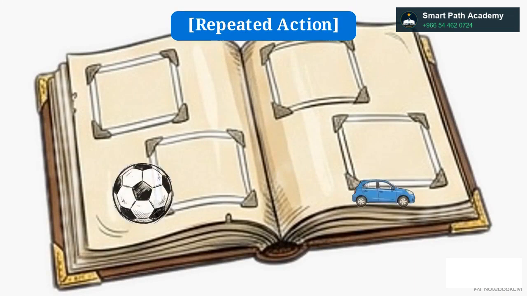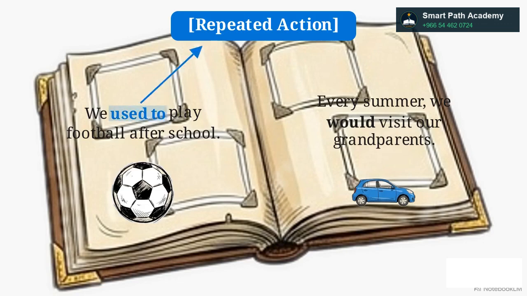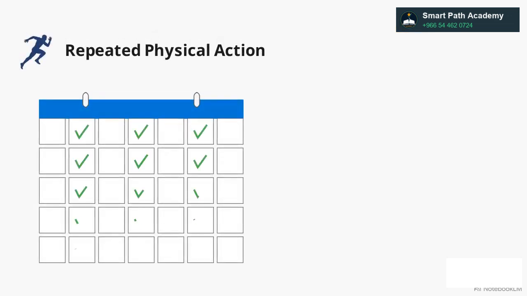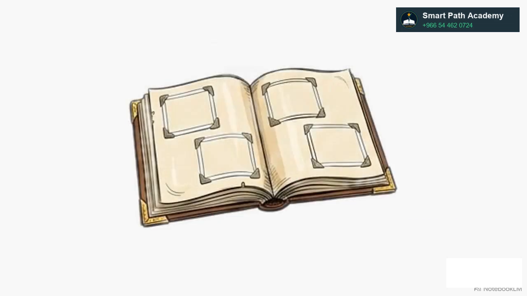Here we have a football and a car, paired with sentences like, "We used to play football after school," and "Every summer we would visit our grandparents." Because playing football is a physical habit that happened repeatedly in the past, "used to" works perfectly here. And because visiting grandparents is also a recurring physical action, "would" is an equally correct choice. When you are describing physical actions that you actively performed on a regular basis, you can safely use either phrase.